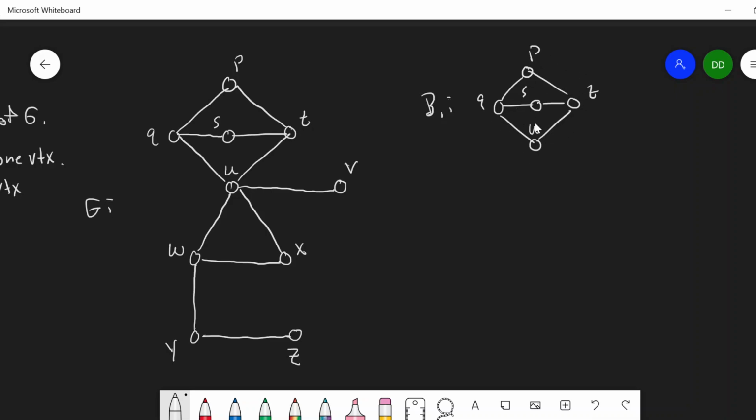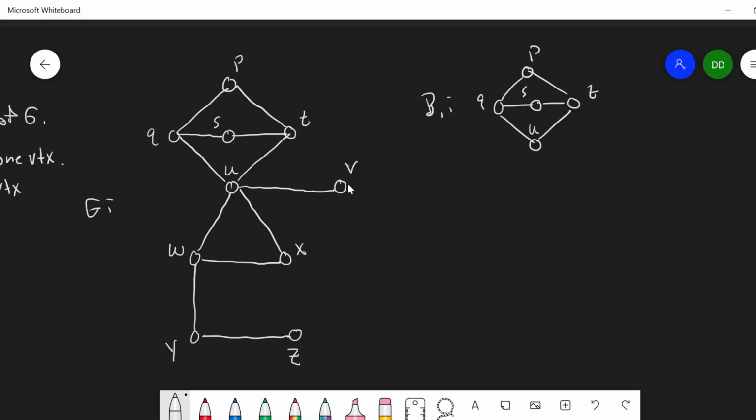I'm claiming this is a block. So why is this a block? Well, one, it's non-separable: check that removing any vertex doesn't disconnect the block. And it's certainly a subgraph of G. And then lastly, we should check that it really is maximal. In order for it to still be non-separable, it would need to be connected.